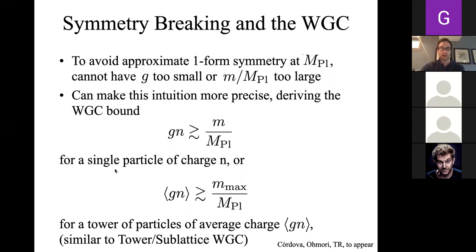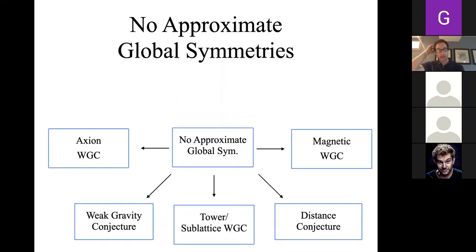If you instead consider a theory with many light species, what you'll find is that not just a single particle has to satisfy this bound, but in some sense, the average particle satisfies the weak gravity bound. And this is very reminiscent of some versions of the weak gravity conjecture, namely the tower and sublattice versions, which tell you that you should have not just a single particle which satisfies this bound, but a whole tower of them. For lack of time, I'll move on here, but suffice it to say that by similar arguments, one can connect the absence of approximate global symmetries not only to the weak gravity conjecture and the tower and sublattice weak gravity conjecture, but to a number of other swampland conjectures as well.